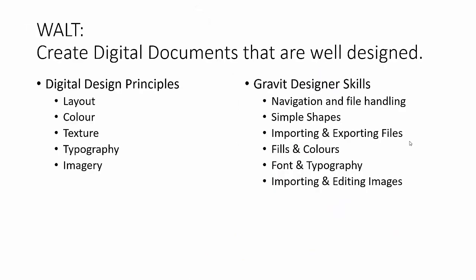So over the next 5 or 6 weeks we are going to look at 2 areas. We're going to look at digital design principles, so you can get a feel for what an actual digital designer would go through when designing his work or her work. That includes things like the layout, the color, the texture, the typography and the imagery. And then we'll be looking for you to incorporate all of those 5 principles in the magazine design that you're going to put together. At the same time, we'll be looking at Gravit Designer skills and how we go about implementing those principles in Gravit Designer, including the navigation, simple shapes, importing fills, fonts, and editing images.